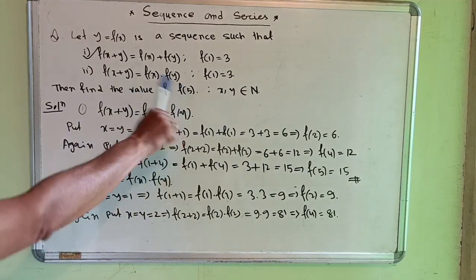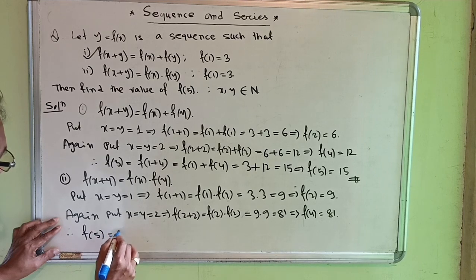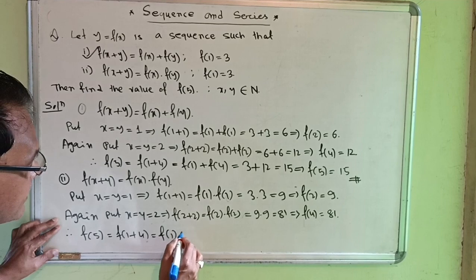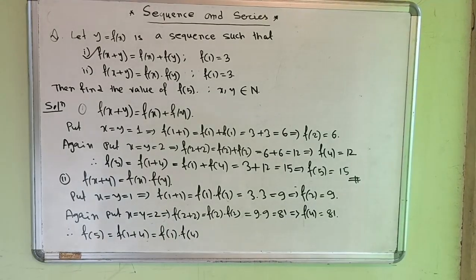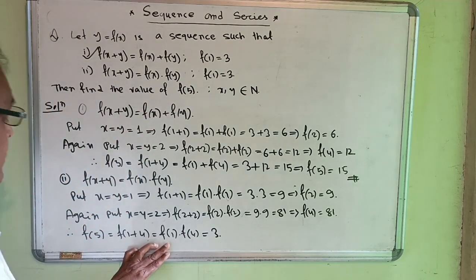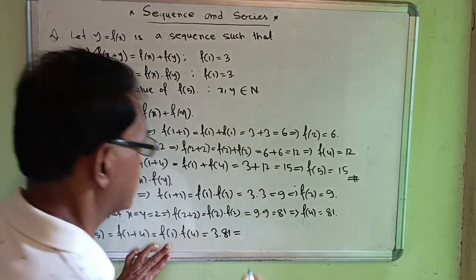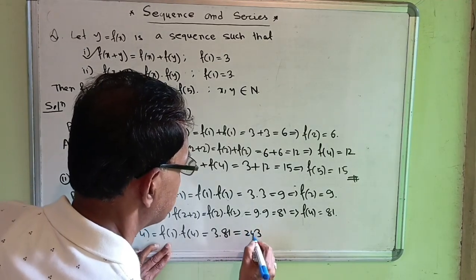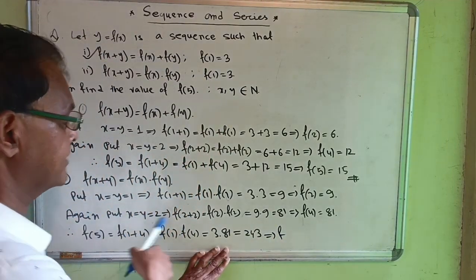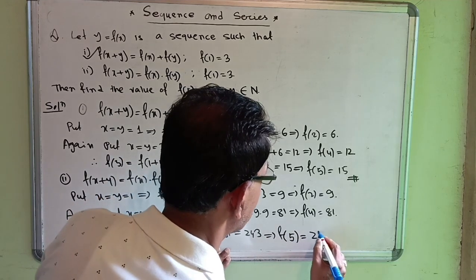Now we have to find f(5). Therefore, f(5) is equal to f(1+4) is equal to f(1) into f(4). f(1) is given 3. And we have already found f(4) is equal to what? 81. After multiplication we get 243. This implies f(1+4), that is f(5), is equal to 243.